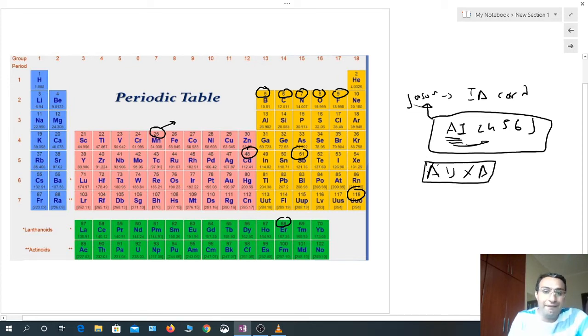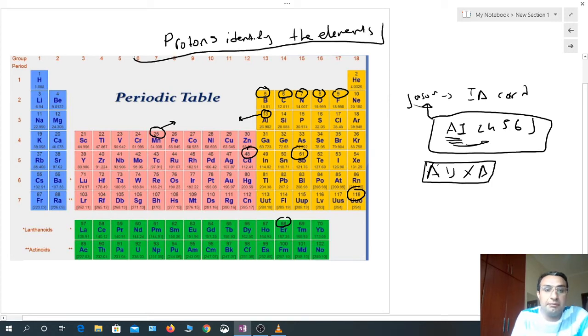Like this, every single element in the periodic table has a unique proton number. For example, if I say aluminium, the proton number is 13. In the periodic table, among all the elements, aluminium is the only one which has 13 as its atomic number or proton number. That is very important. So we can say protons identify the elements, like our ID numbers, okay?